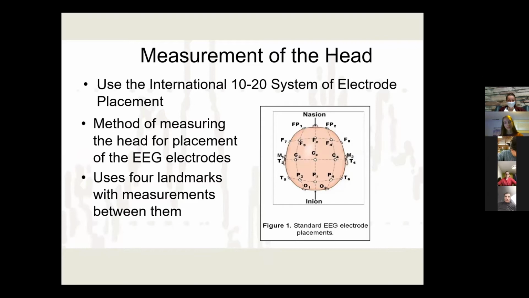Okay, so now we'll go into actually measuring the head. So we use the 10-20 system of electrode placement. And basically this system uses 4 major landmarks on the head and then different measurements between those 4 landmarks. And this is, again, an internationally recognized method to describe the location of electrodes on the head.